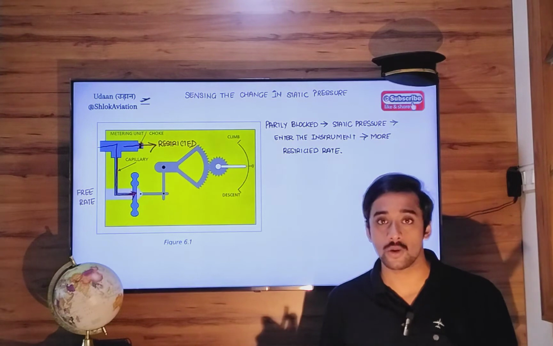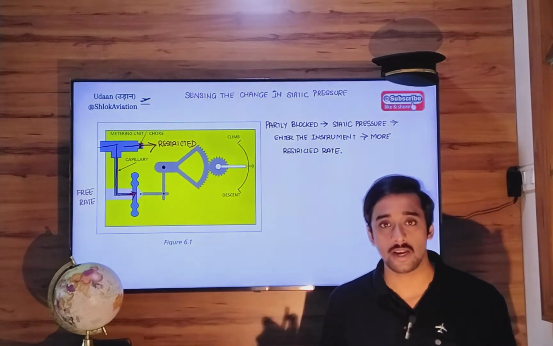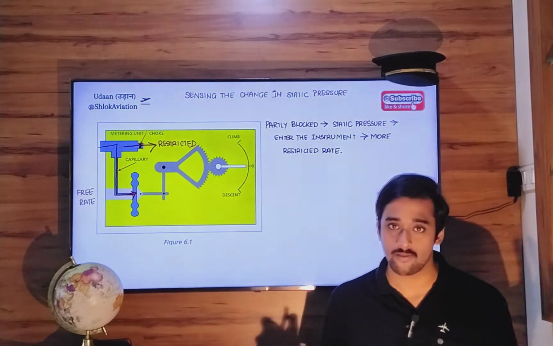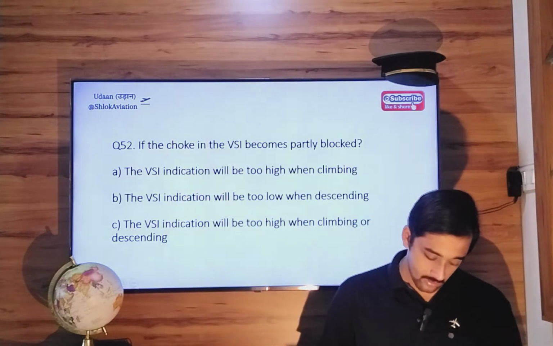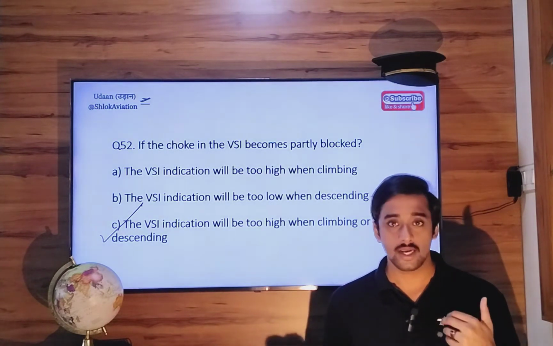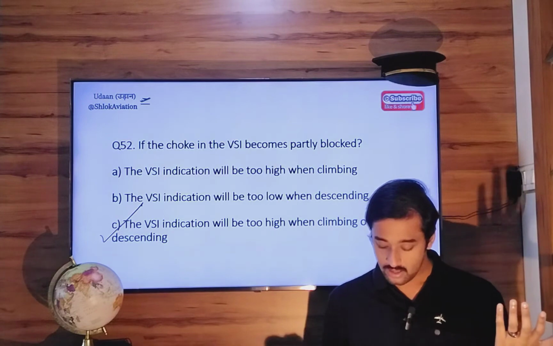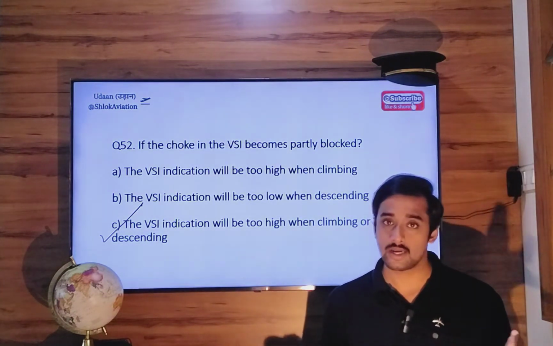It will show to you, or it will indicate that you are descending at 700 feet per minute, 800 feet per minute, whatever. So the correct answer here will be option Charlie. VSI indication will be too high, be it climb or descent.